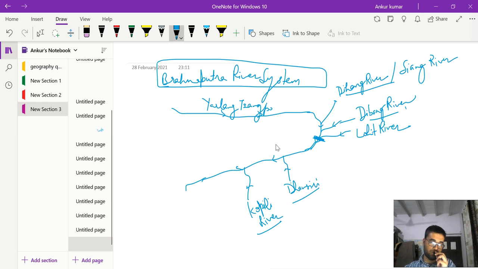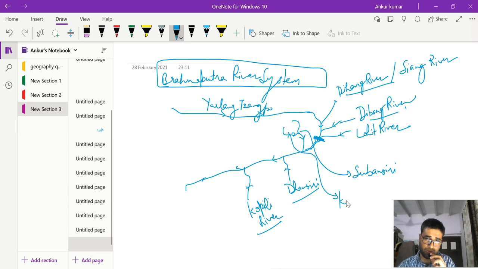And this is Dihang, or it is also called the Siang. Right, now the right bank tributaries, these were the left bank tributaries. Moving on to the right bank tributaries of the Brahmaputra River, this is Subansiri. And the tributary of Subansiri is Kurung. This is Kurung here.